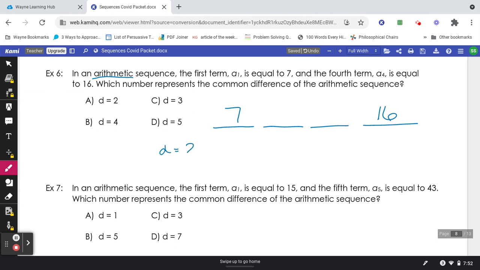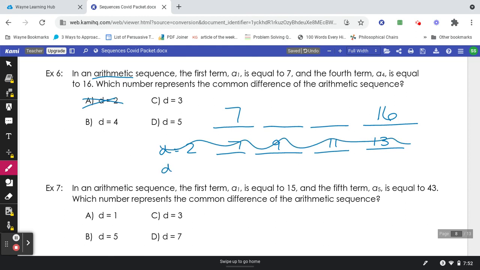Let's check d equals 2. Let's see, we'd have 7. The next one, add 2 to it to be 9. Add 2 again to get 11. Add 2 again to get 13. That's obviously not 16. So 2 is not the correct answer.